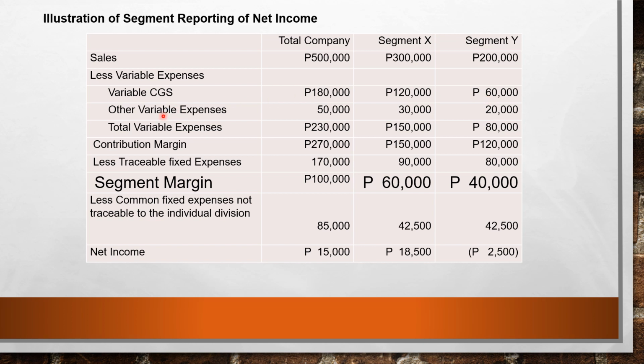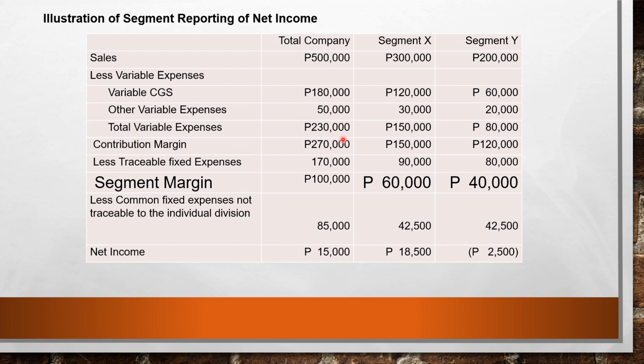We have also other variable expenses, 50,000 for the whole company, which is 30,000 incurred by X and 20,000 incurred by Y. We have the total variable expenses, just the sum of these two variables. So we have from the cost of goods sold, the variable manufacturing, and other non-manufacturing variable costs.